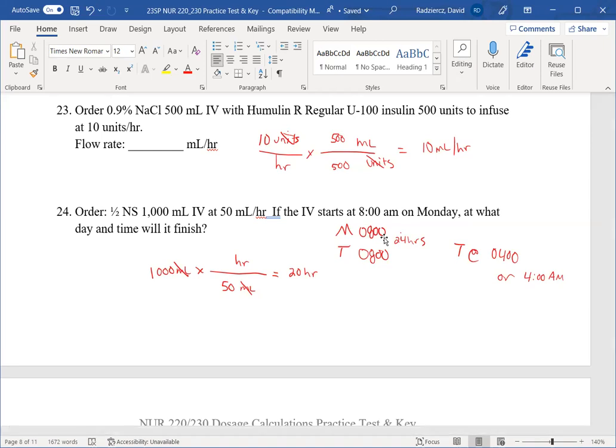Absolutely. We start Monday at 8 a.m. So the way I rationalize it is, what will it be in 24 hours? Well, in 24 hours, it'll be Tuesday at 0800 or 8 a.m. Then I just take away 4 hours from that. So Tuesday at 4 a.m. or Tuesday at 0400, because I do think they want you to write it in military time. Does that make sense?